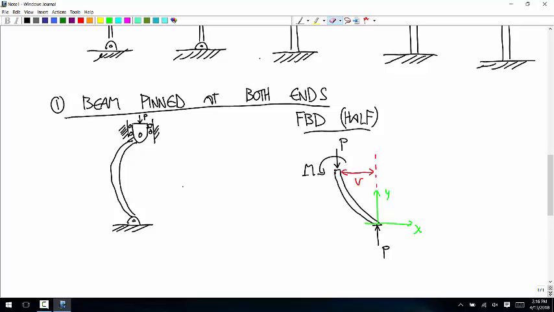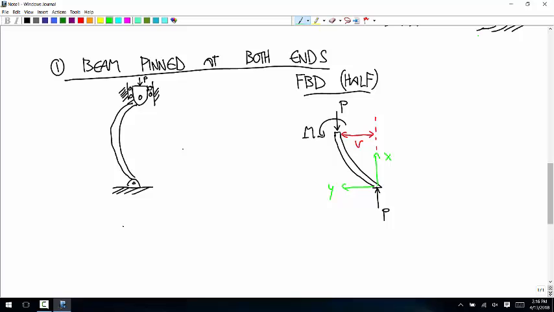And this does not make any sense. Okay. This is what I mean. This is X. Now that makes sense. Okay, so now it's clear that positive V is in the positive Y direction, makes sense, and all the signs will work out.